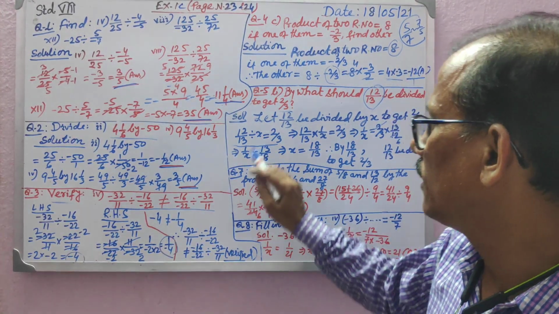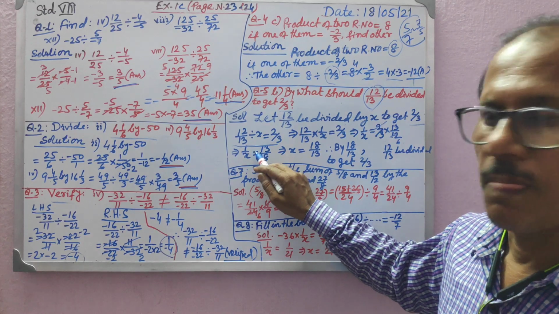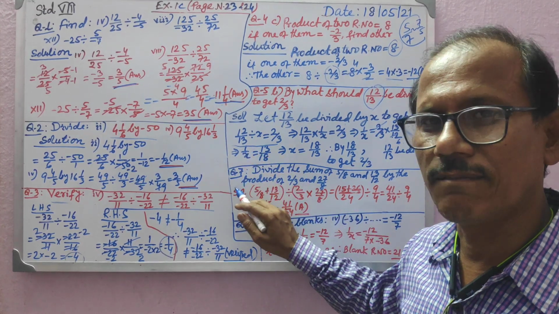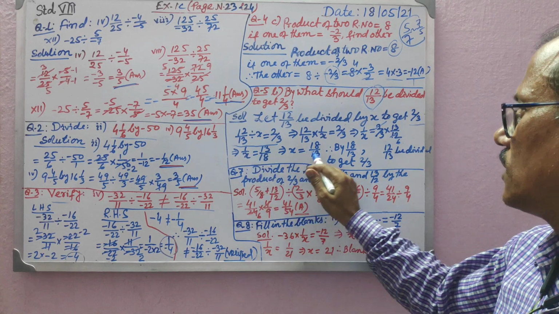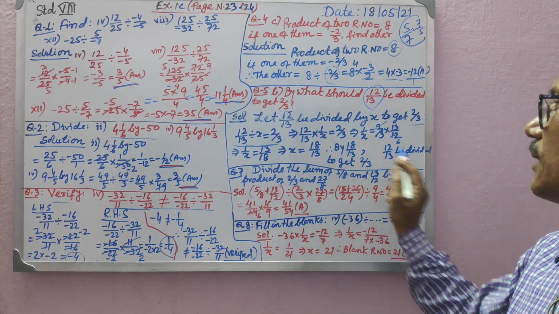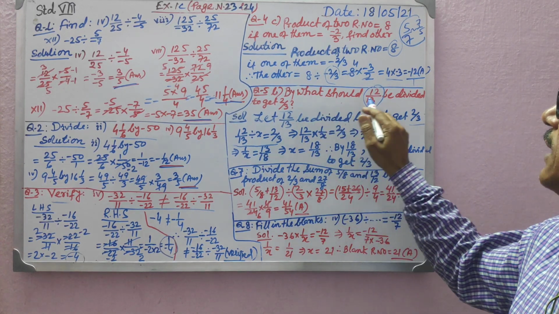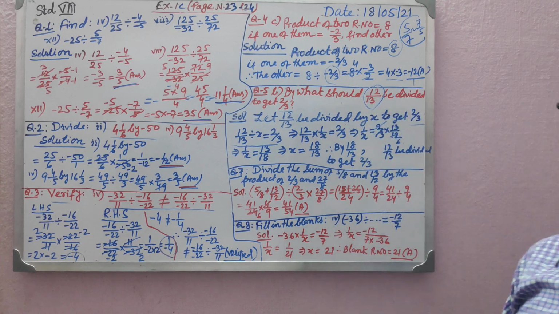So x will be just the reciprocal. If you take the reciprocal of the left hand side, you have to definitely take the reciprocal of the right hand side. So that is what you have done. The x value is 18 by 13. So if you divide 18 by 13 by this rational number, you will find 2 by 3. I hope you have understood it. Moving on to question number 7.